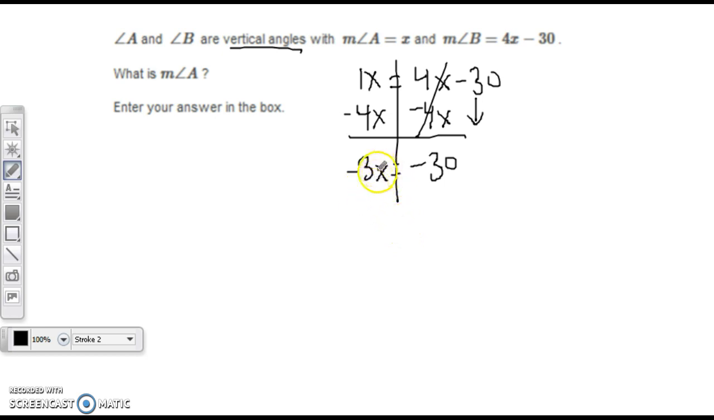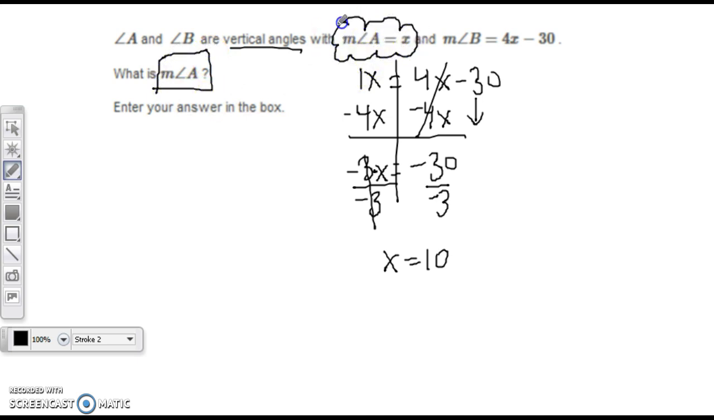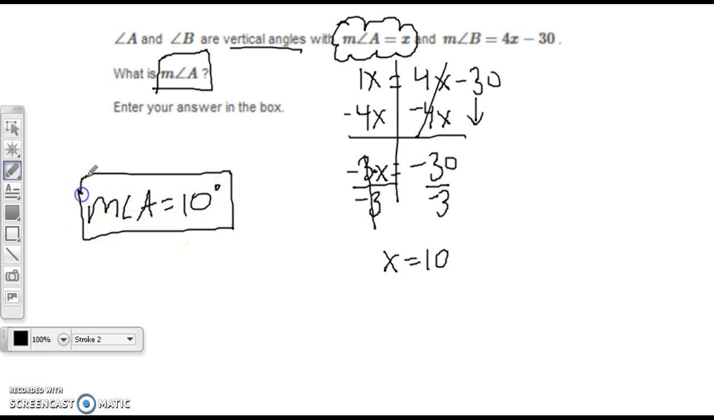And then from here, you want to get the x by itself. Since we don't see an operation there, it's understood to be multiplication, and the opposite of multiplication is division. So we would divide each side by negative 3, and x would equal 10. Now the question said, what is the measure of angle A? So we need to go back and substitute that in for the measure of angle A. But the awesome thing about this problem is you just substitute in x and that's it. So the measure of angle A is 10 degrees.